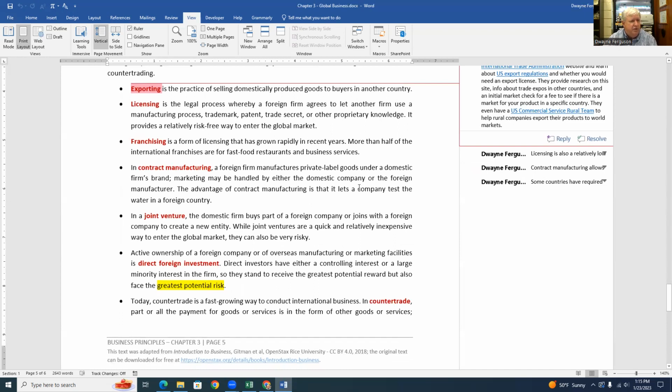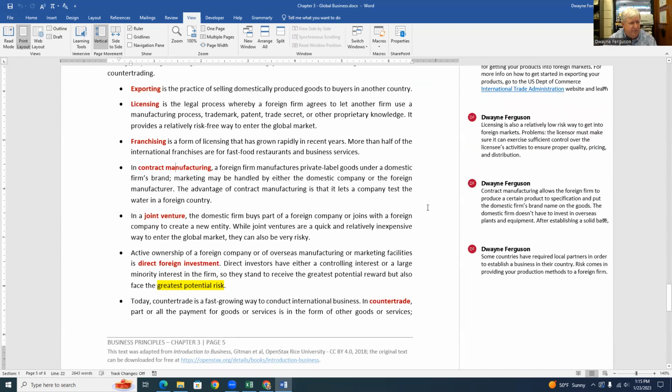So anyway, you could do contract manufacturing, and I wrote you a definition out here. Contract manufacturing allows a foreign firm to produce a certain product to specification, but the domestic firm's brand name is on it. That could be a real problem, if it's not up to standard. So with contract manufacturing, you could have them put their own brand name on it, and you could give them like a trial run kind of thing.